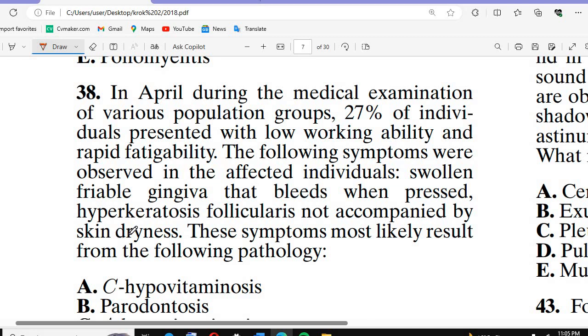Then question number 38: in April, during a medical examination of various population groups, 27% of individuals presented with low working ability and rapid fatigability. Now we see that there is a swollen, friable gingiva that bleeds when pressed. So if you see this line, there is a swollen gingiva, along with hyperkeratosis follicularis and skin dryness. This is due to deficiency of vitamin C. Hypovitaminosis C will be there.